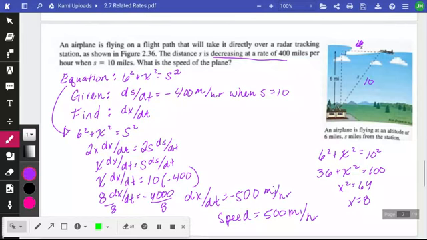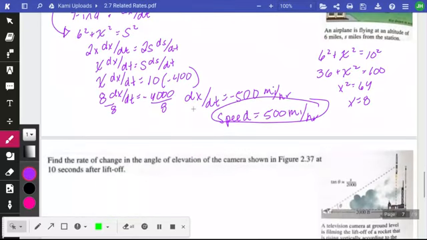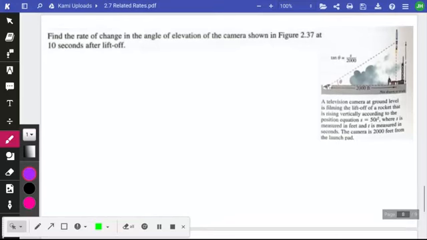Okay. So wording is important on some of that. All right, we're going to find the rate of change now of an angle of elevation. Anytime you see angle in a triangle, odds are trigonometry is going to be involved in one capacity or another. So that stuff doesn't go away.